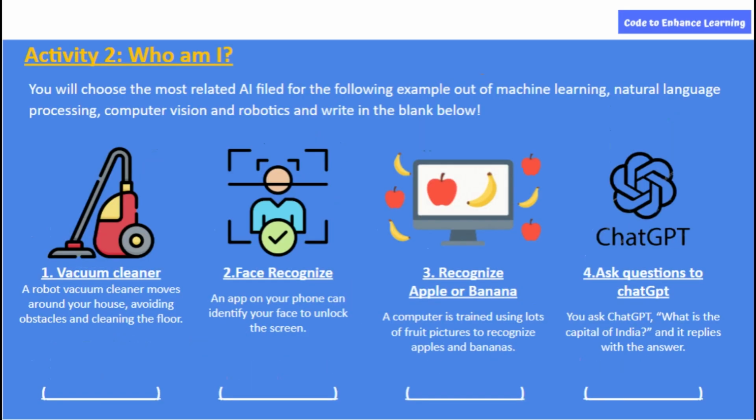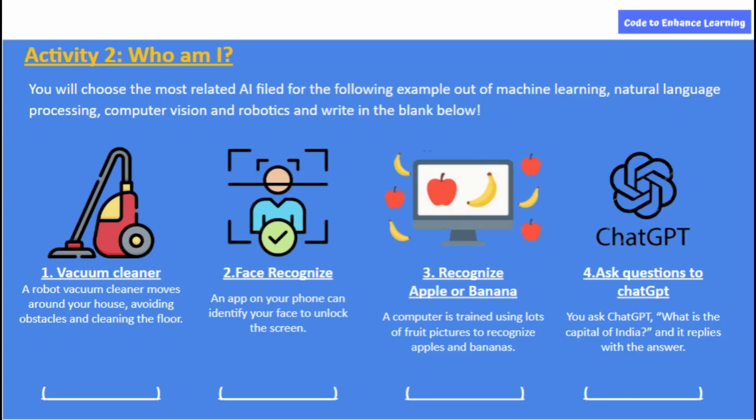We just learned about the 4 key areas of AI: machine learning, natural language processing, computer vision, and robotics. But how do we recognize them in real life? Let's test ourselves with a fun activity called Who Am I? I will show you 4 real life situations. For each one, think for a moment and decide which AI field it belongs to. Ready? Let's begin. First one is vacuum cleaner robot.